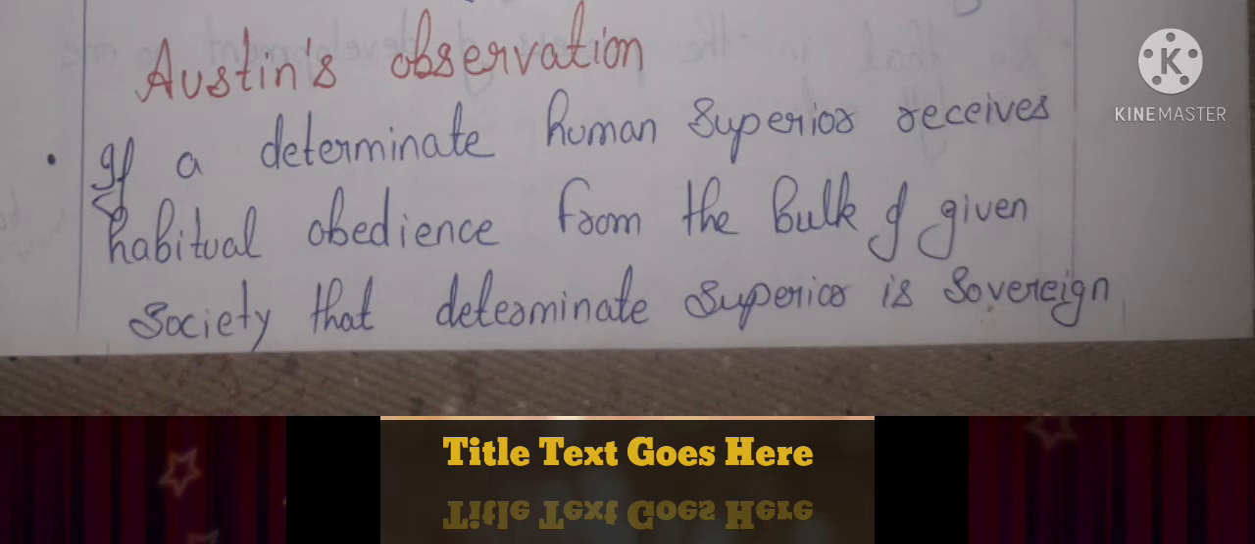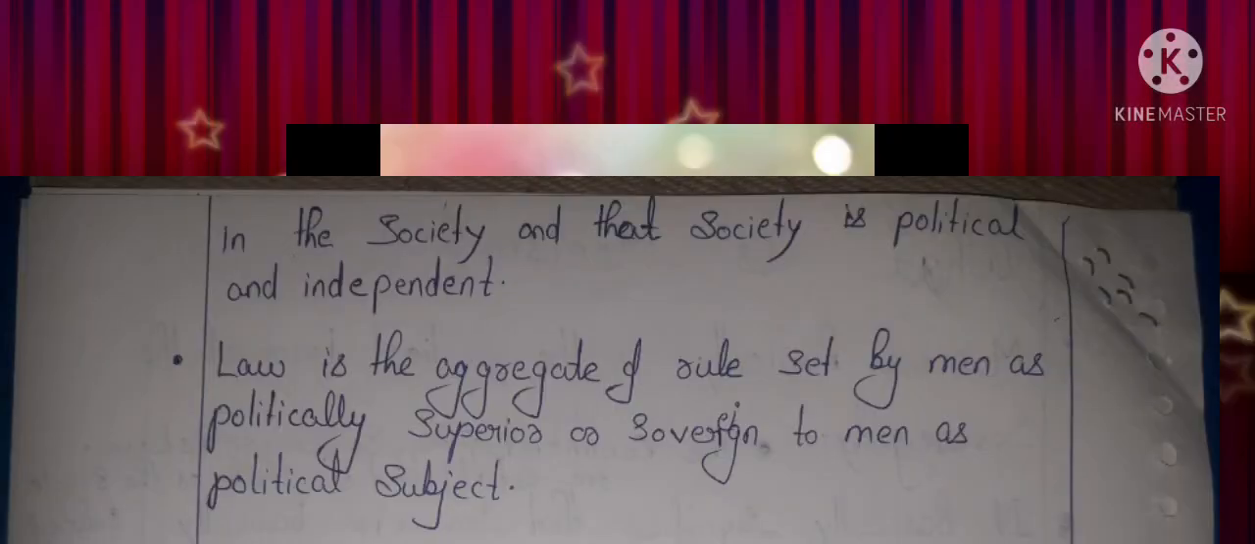Austin's observation. If a determinate human superior receives habitual obedience from the bulk of a given society, that determinate superior is sovereign in the society, and that society is political and independent. Law is the aggregate of rules set by man as politically superior or sovereign to man as political subject.